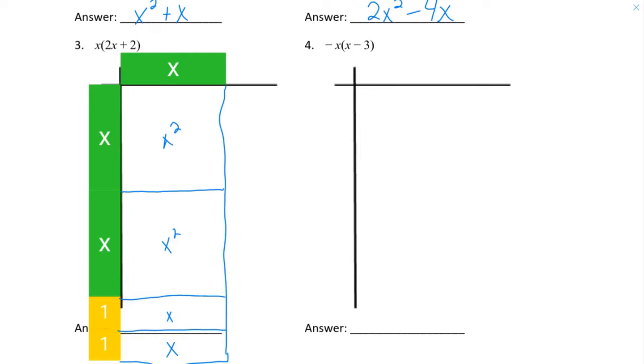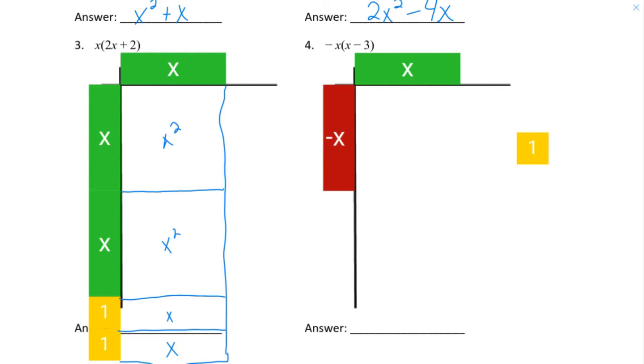All right, let's take a look at the next one. First of all, we have a negative x. So we want to make sure that we're using a red x or a red rectangle for that one. And then we have a positive x minus 3. Because of that minus, we're going to make those 3 1 tiles negatives. So at this point, you could either use the algebra tiles or you could just draw in the product. I'm just going to go ahead and draw that product in here.